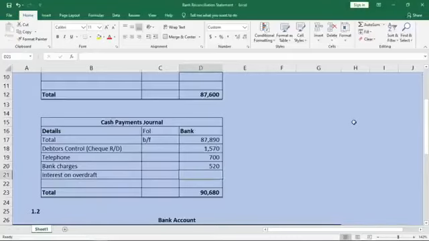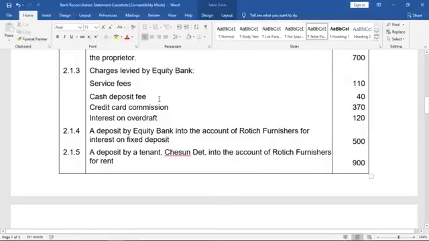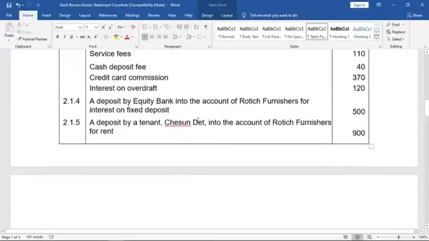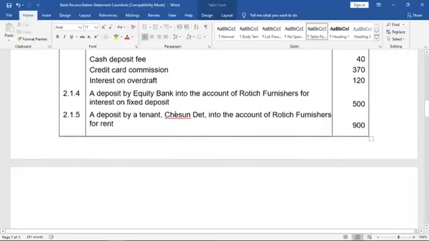It's 120 rand. Remember, these are all in the cash payments journal because they are bank charges. If they say charges levied by the bank, then you put it as bank charges and then the interest on overdraft. So it's money leaving our business. So it left our bank account, and then we have to record it in the cash payments journal. And then we move on to the next one.